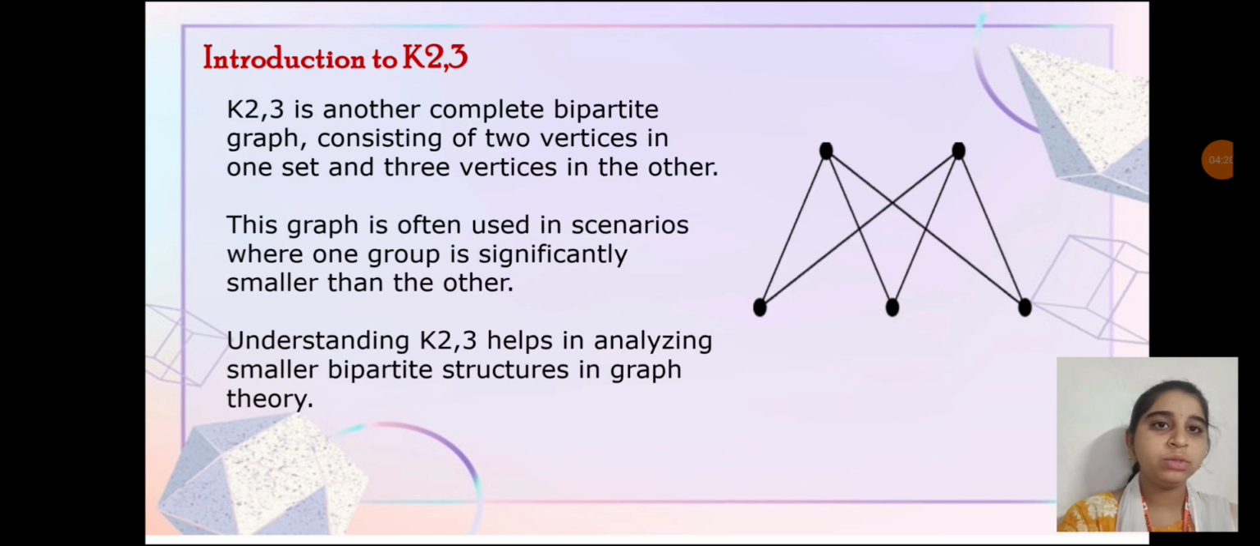Now we are moving to K23. Introduction to K23. K23 is another complete bipartite graph consisting of 2 vertices in one set and 3 vertices in another set. This graph is often used in scenarios where one group is significantly smaller than the other. Understanding K23 helps in analyzing smaller bipartite structures in graph theory.